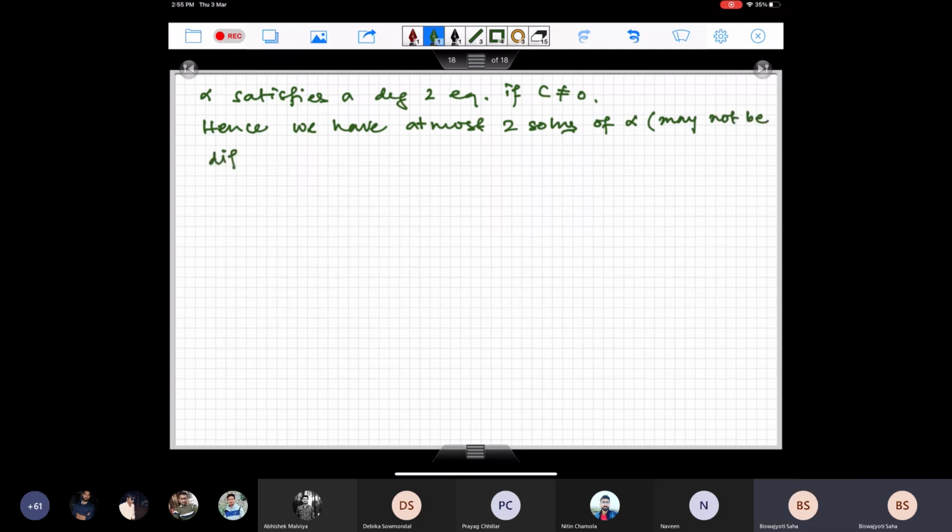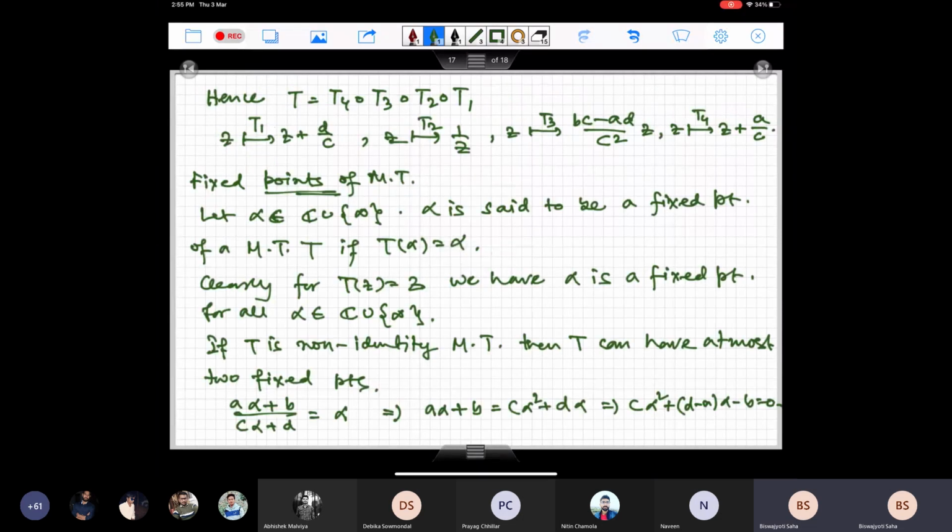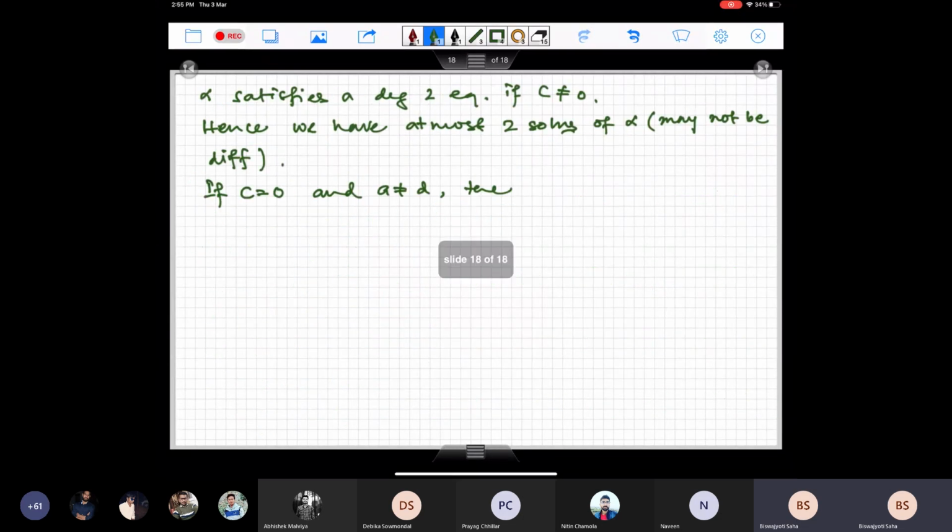So of course you can take polynomials in such a way that the polynomial has a double root, so that could be a possibility. And if C is equal to 0 and let's say A is not equal to D, then what do I have? If C is equal to 0 and A is not equal to D, what do I get? I get alpha equal to B by D minus A.